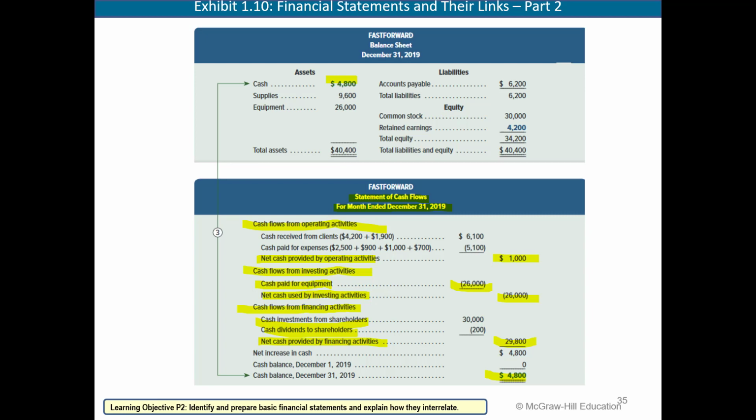Combining these three, so we have two positive numbers and one negative. We'll add the two positive, subtract the negative number to get the net increase in cash. And of course, this was the first month, so we started off with a zero balance. So 4,800 plus zero equals our ending cash balance of 4,800.